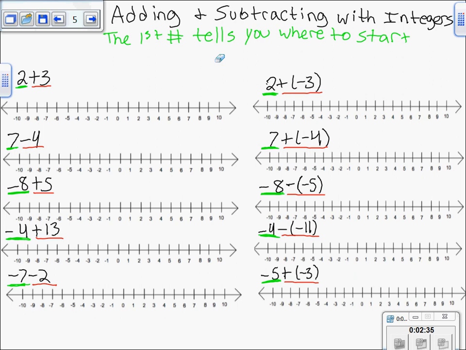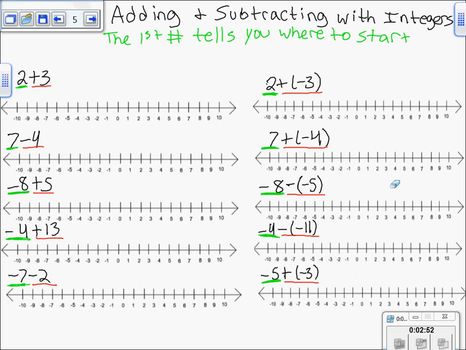Now, there are different ways of describing this. Some people say start at 0, then move. I just say go straight to that number, because we just want to know what is 2 plus 3. What is 7 minus 4? What is negative 8 plus 5? We want to know what these equal. So just start at the first number.